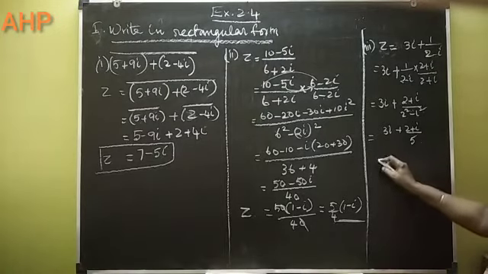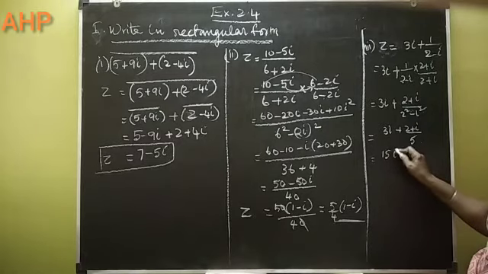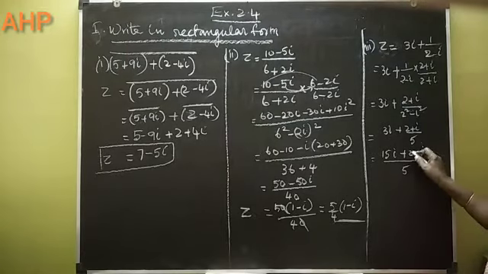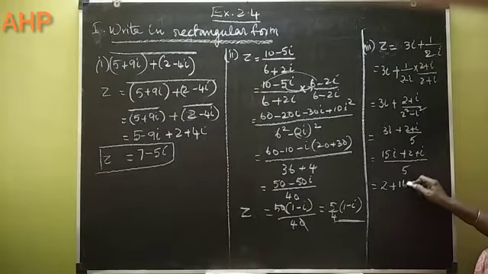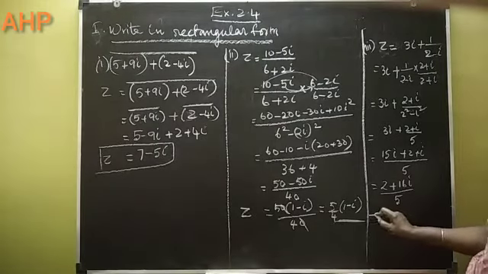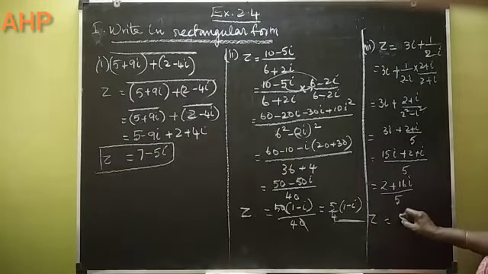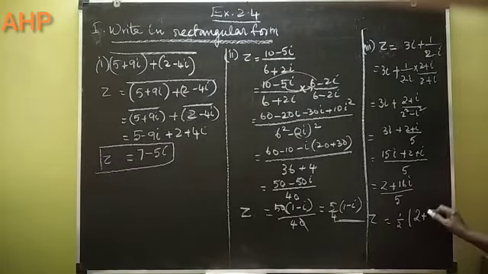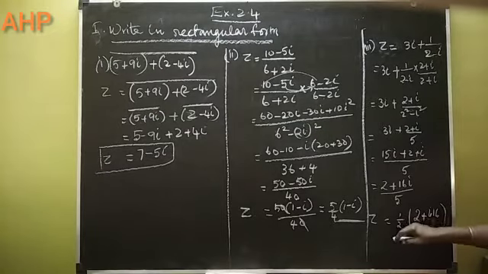Now taking LCM, you are going to get (15i + 2 + i)/5. So here 2 is a real number, 15 + 1, 16i is an imaginary number, divided by 5. So we can write z is equal to 1/5 into (2 + i into 16). This is of the form x + iy. Therefore, this is its rectangular form.